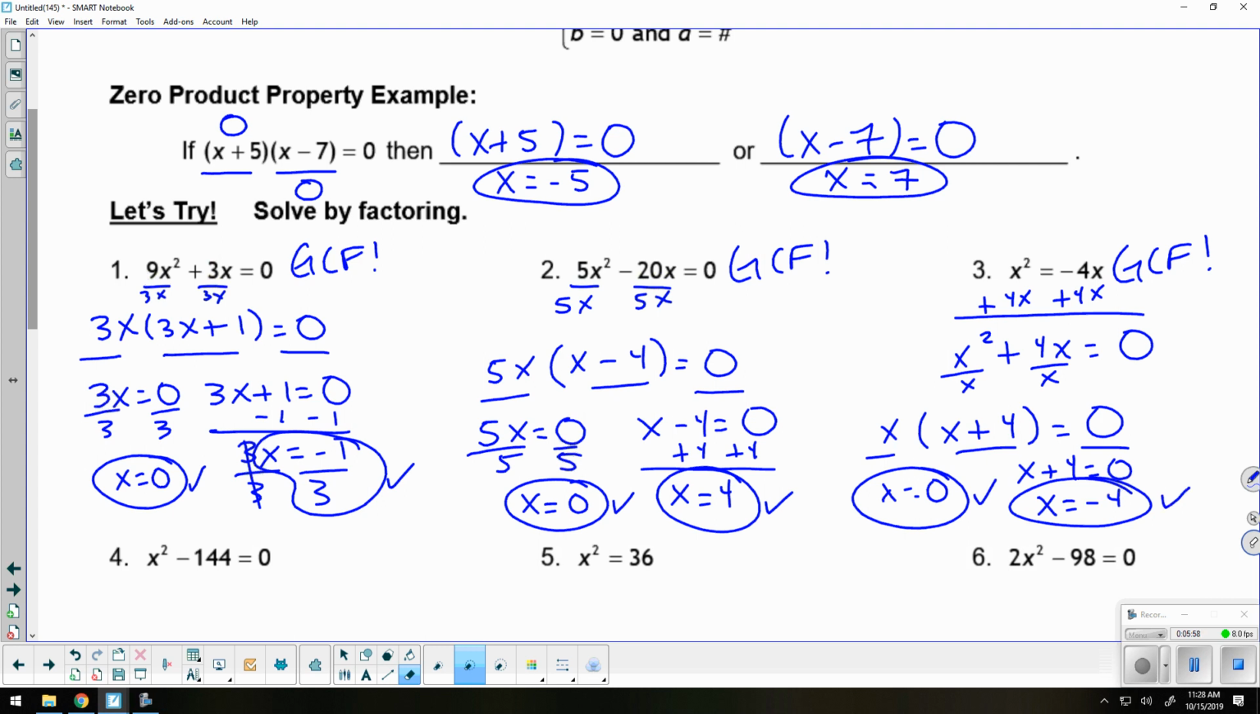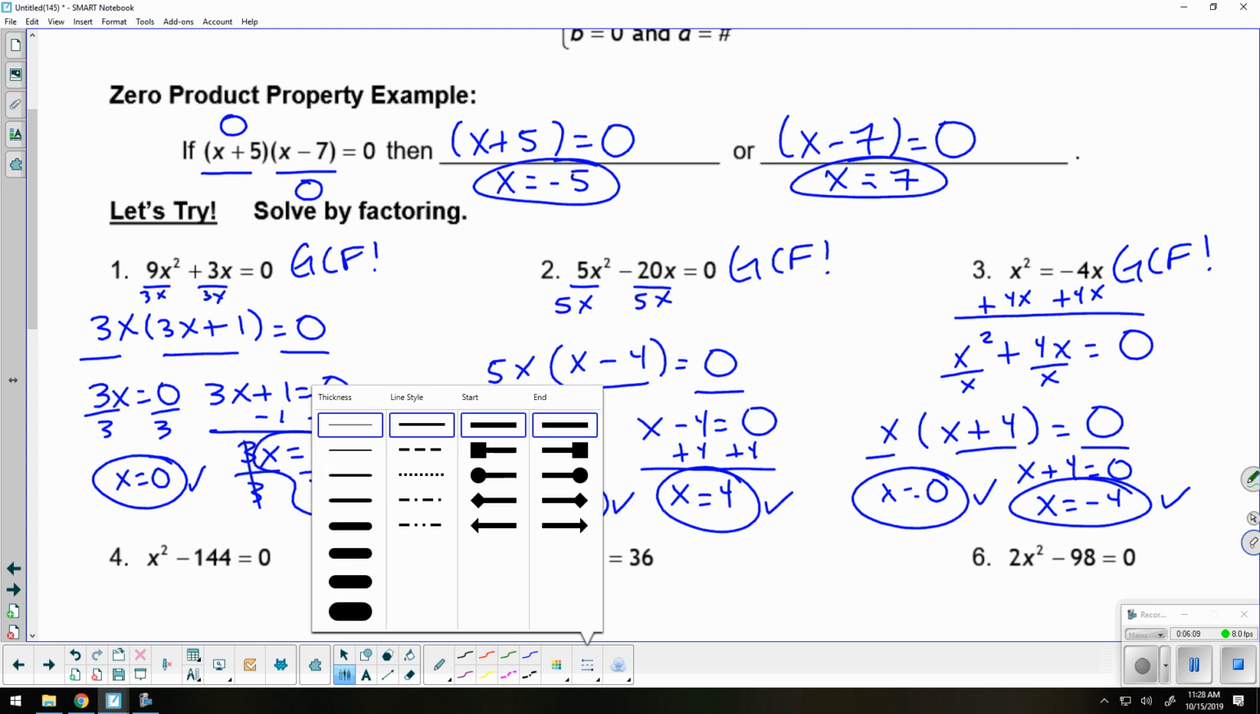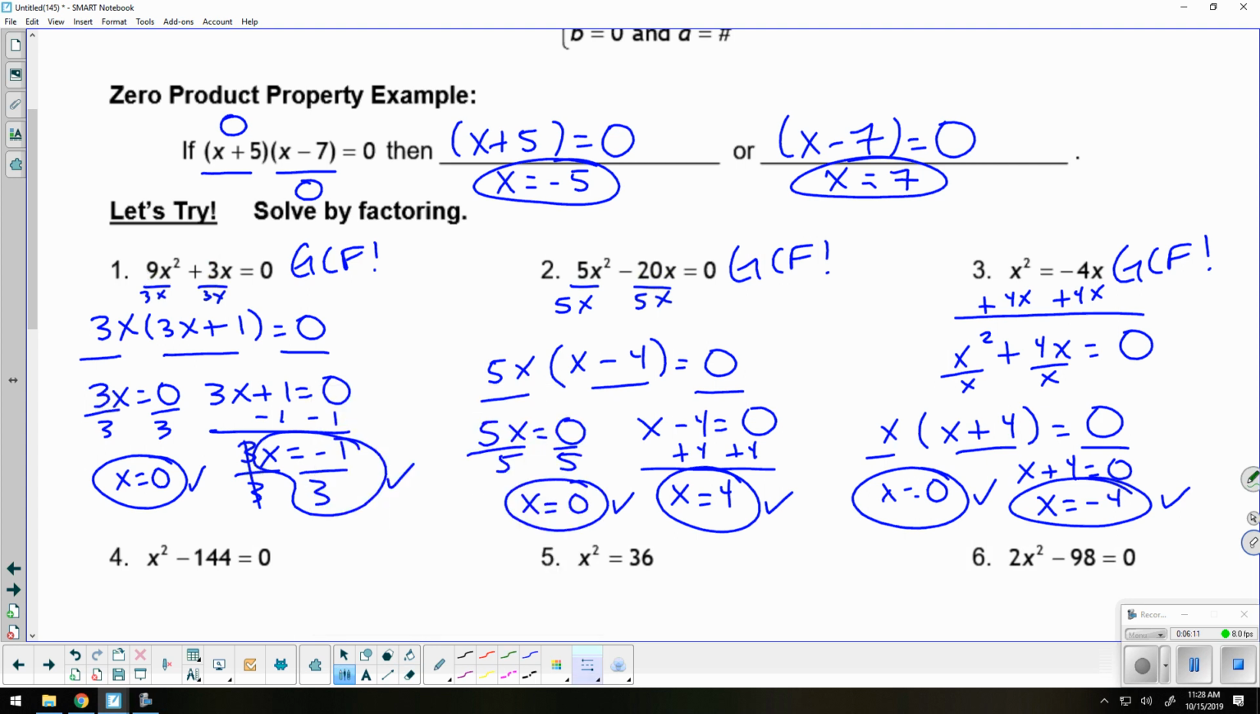Okay, and a way to even check your solution, if you're not confident about your answer, is to plug those numbers back into the original problem. So let me show you my check work here. Let's say I plug 0 back into the problem. I'm going to have 9 times 0 squared plus 3 times 0. All this should equal 0 in the end. Well, 0 squared is 0. 0 squared times 9 would still be 0. You get 0 plus 0 equals 0.